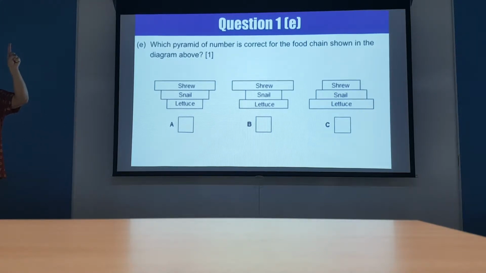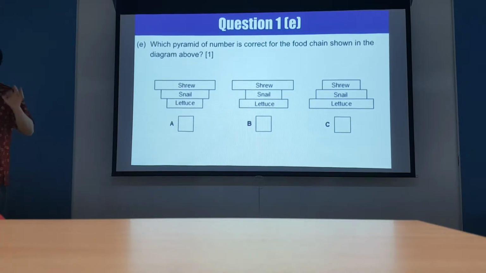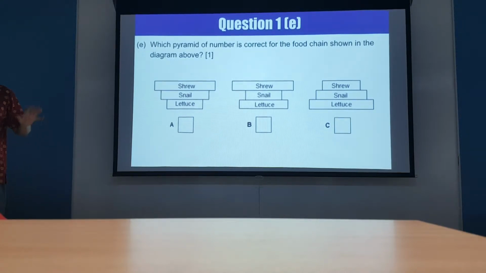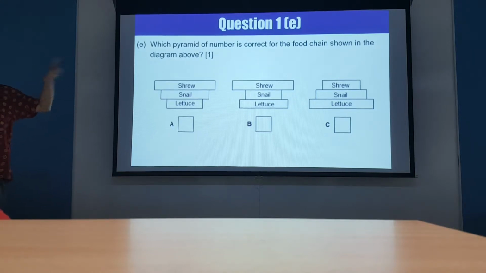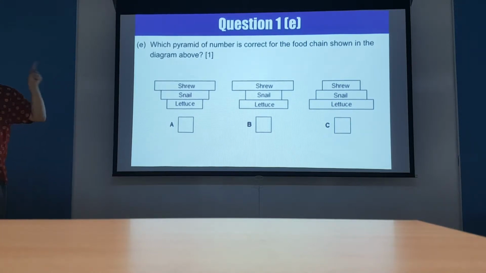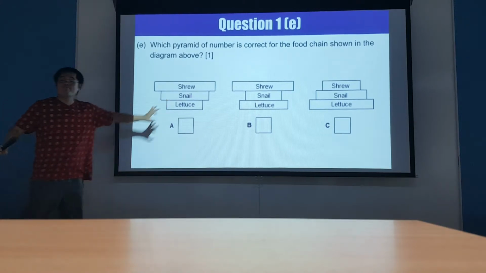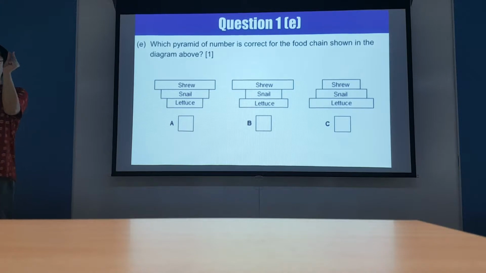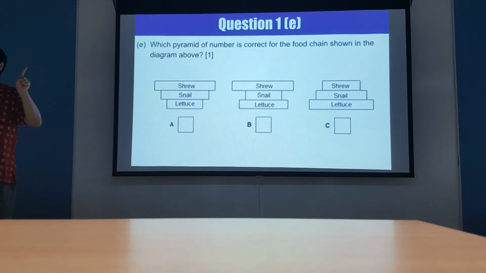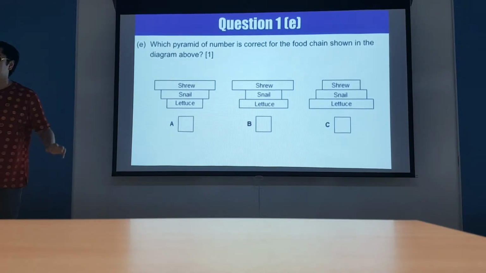Now, which is the only exception? A big producer. Can you name me one big producer? Trees. It's trees, alright? It can be an oak tree, it can be any sort of tree because they are huge. Okay? So the only difference is if you have one big tree at the bottom, the lettuce section here should be very small because here you're talking about numbers. Numbers is something that you can count, alright?